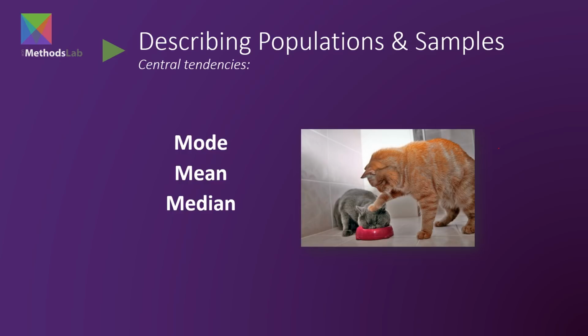The mode is the most common value in any distribution. So in the previous slide, we saw that might not necessarily be 160.